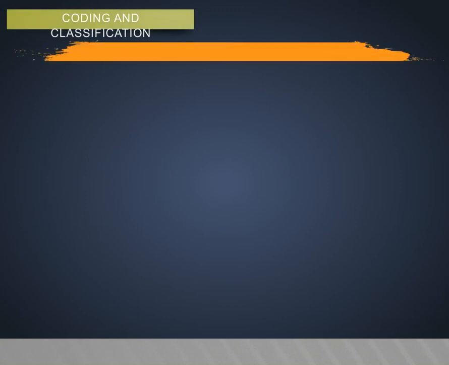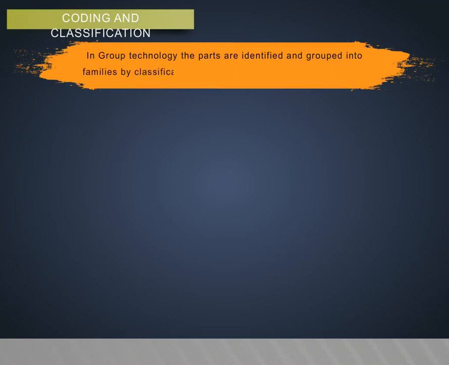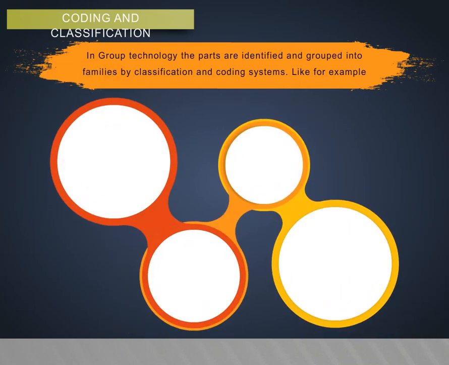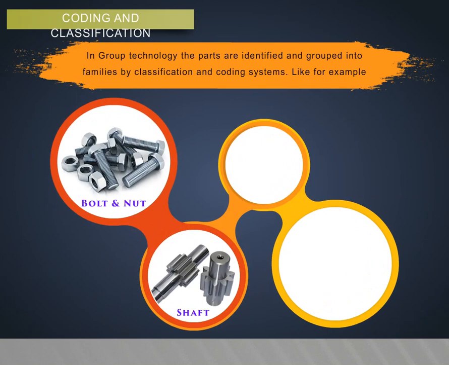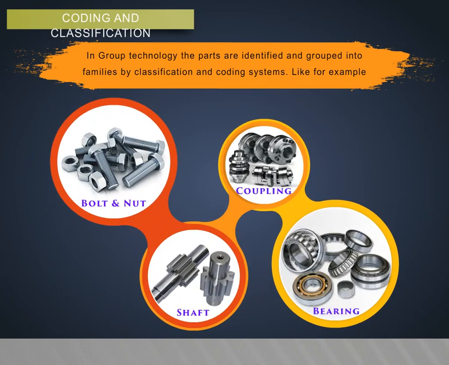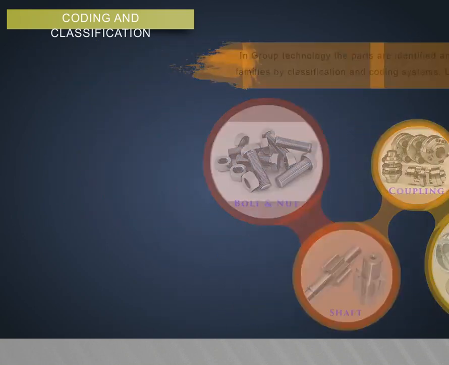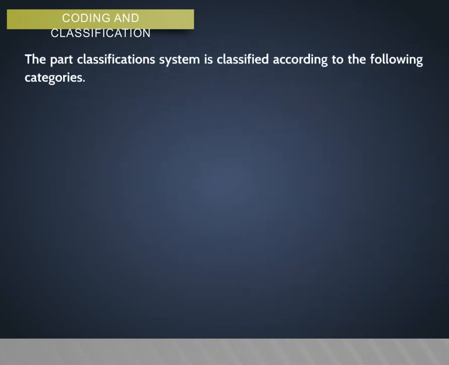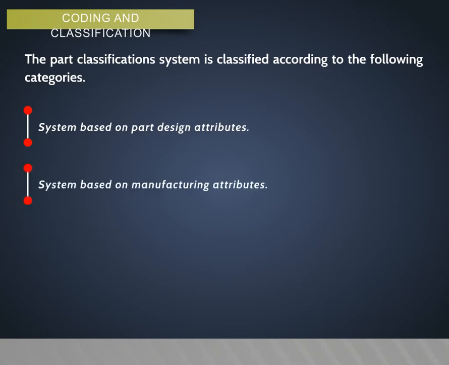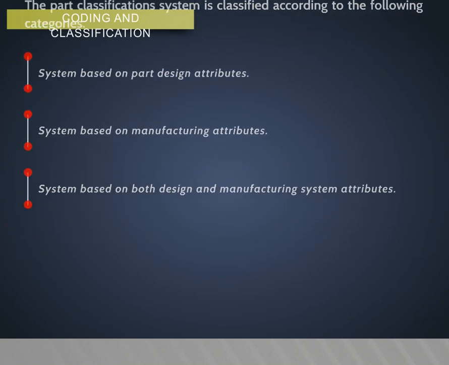What is group technology? In group technology, the parts are identified and grouped into families by classification and coding systems, like for example, bolt and nut, shaft, coupling, bearing. The part classification system is classified according to the following categories: system based on part design attributes, system based on manufacturing attributes, system based on design and manufacturing system attributes.